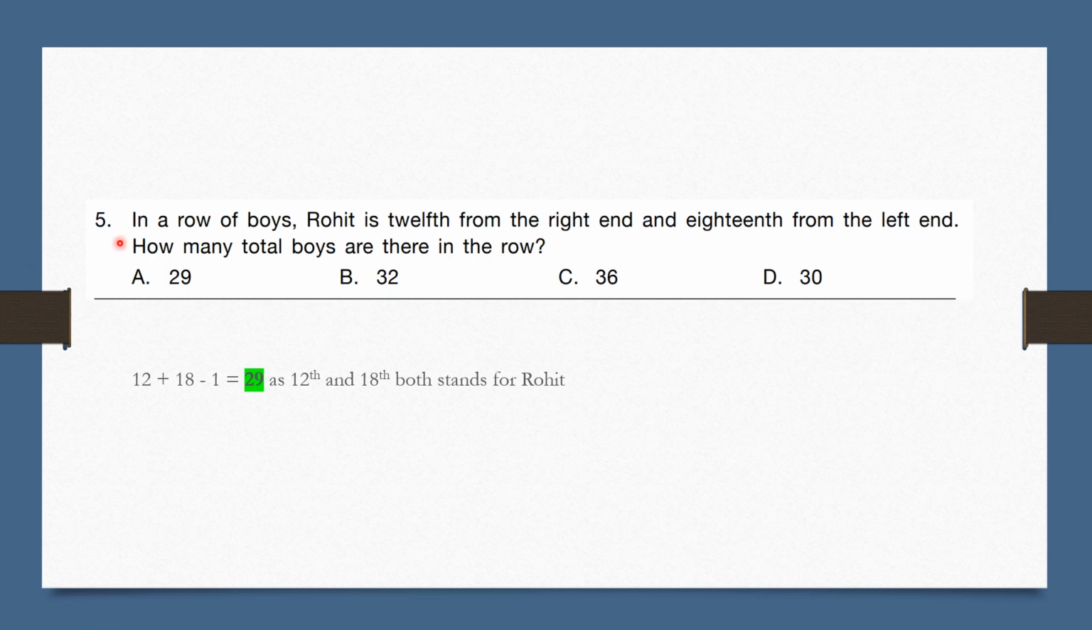Question number 5. In a row of boys, Rohit is 12th from the right hand and 18th from the left hand. How many total boys are there in the row? So if we count from the left hand side, it's 18th. And if we count from the right hand side, he is 12th. So let's add 12 and 18. So it becomes 30. But 12th from the right hand and 18th from the left hand is the same person, which is Rohit. So we need to subtract the 1. So 12 plus 18 minus 1 equals to 29. So there are 29 boys in the row. So our answer is option A.